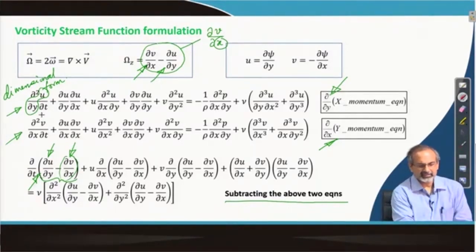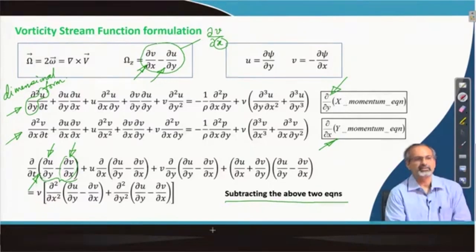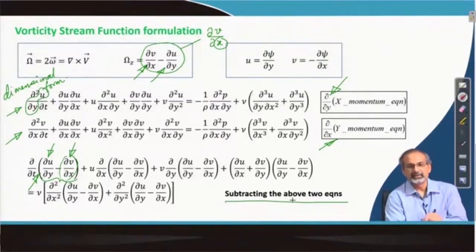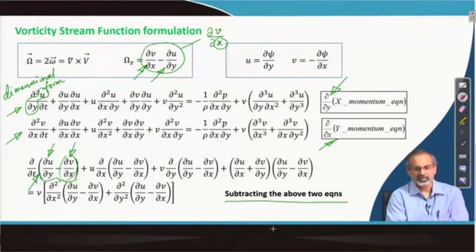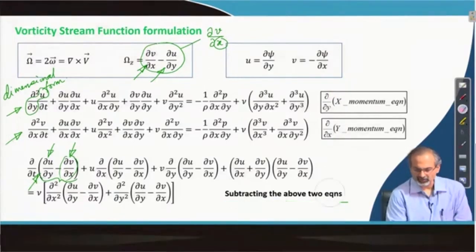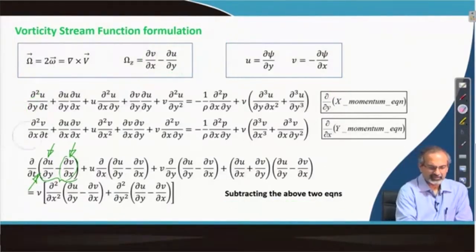Del u del y has been created because we have taken the partial derivative of the x momentum equation with respect to y, that has to be remembered. Again, del v del x has been generated because we have taken the partial derivative of the y momentum equation with respect to the other direction x. These are the details which you have to watch out for as the derivations progress.